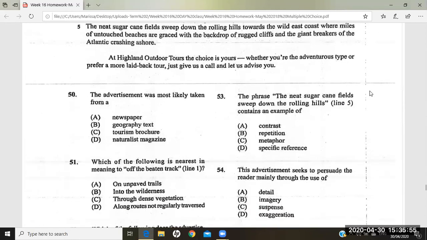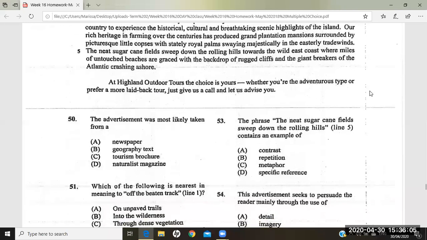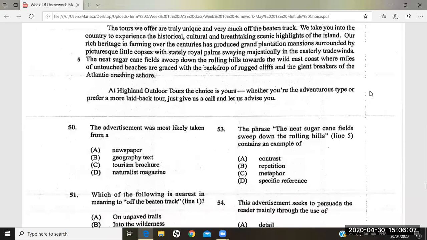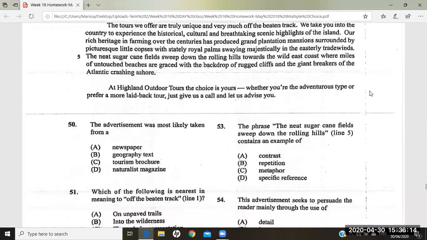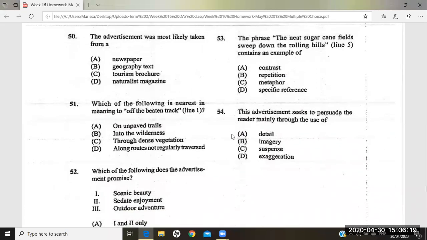So they're talking about a tour company here, Highland Outdoor Tours, and they're telling us what they have to offer, why we should choose this group to tour us around an island. They're telling us that we go off the beaten track, we do so many things, we carry you to experience different places that other tour agencies don't offer. 50 says, the ad was most likely taken from a what? See, a tourism brochure. Good, a tourism brochure.